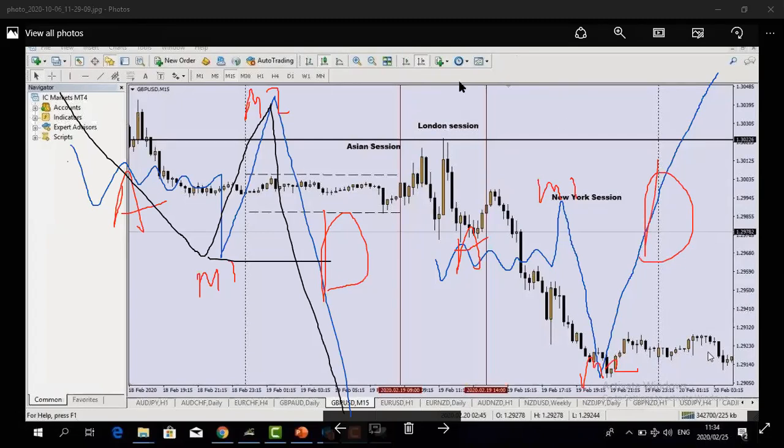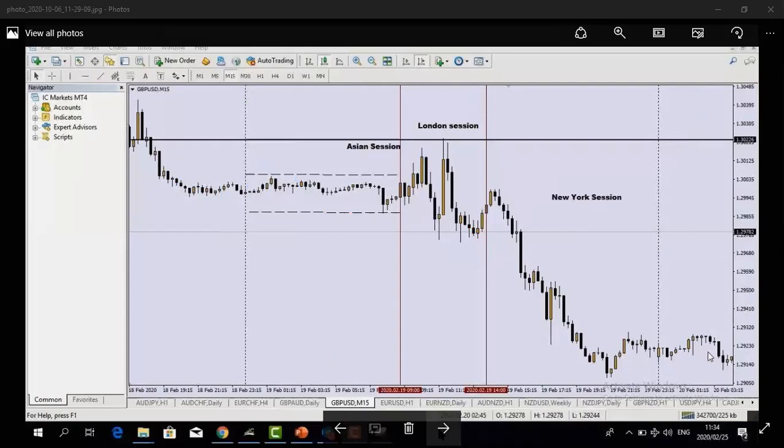If you go to a higher time frame, so let's say this is 15 minutes, if you go to 1 hour and 4 hour, your market structure will be like this: higher high, higher low, higher high. So most of the time it's in line with market structure.